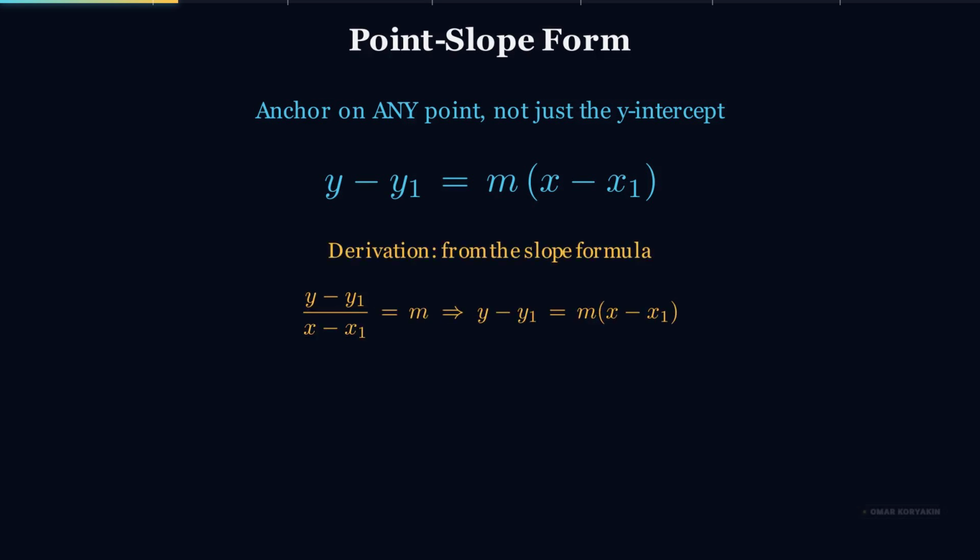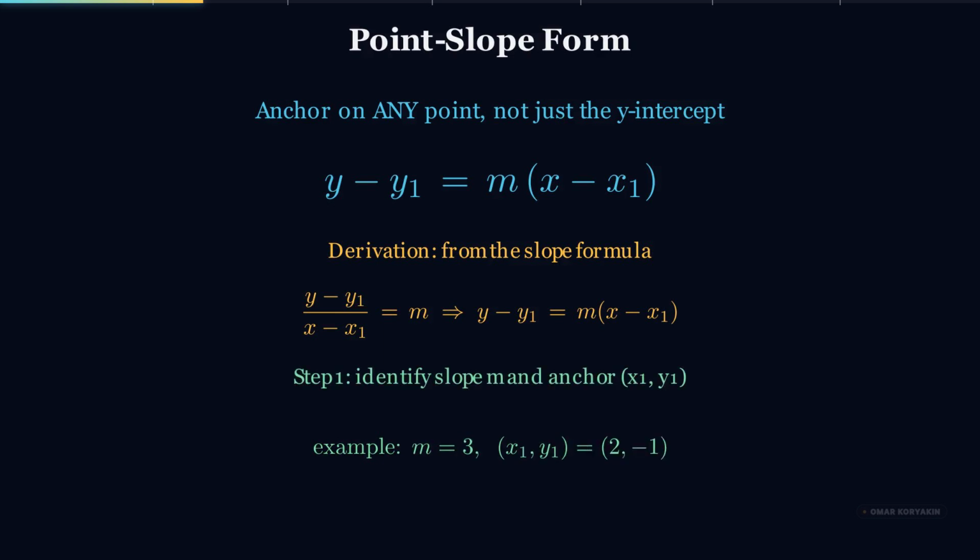Here is the derivation in two lines. The slope between the 2 points is y minus y1 over x minus x1, which equals the known slope m. Multiply both sides by x minus x1 to clear the denominator, and you get y minus y1 equals m times the quantity x minus x1. The result is the point-slope form, valid for any line with a known slope and one known point on it.